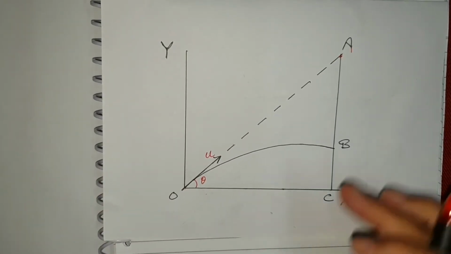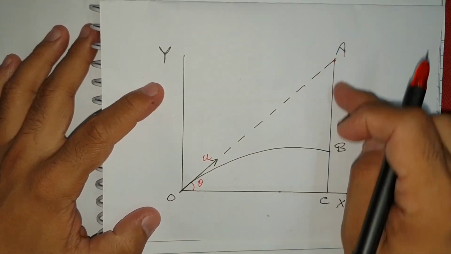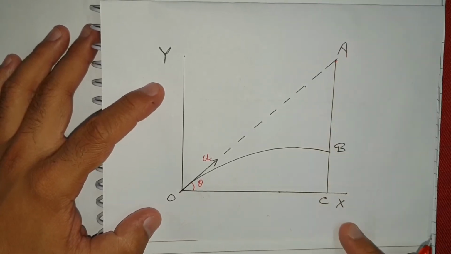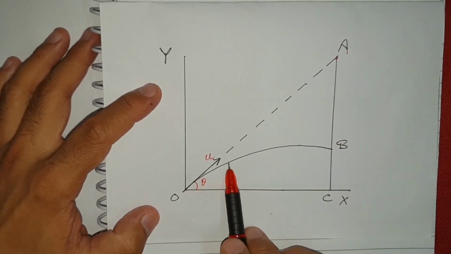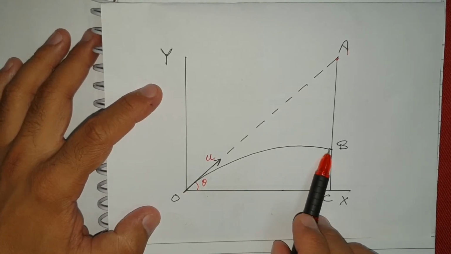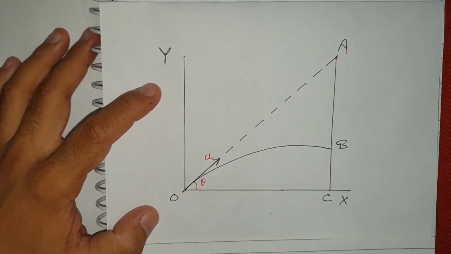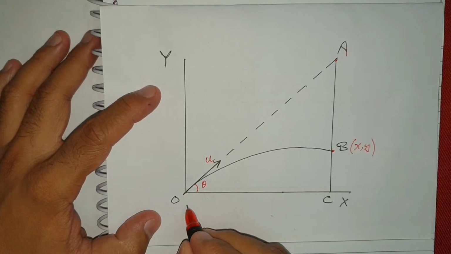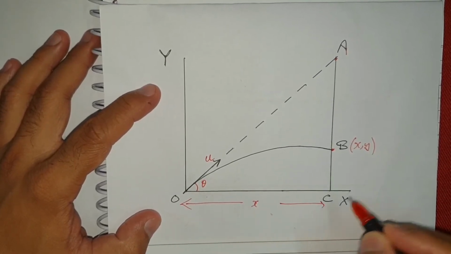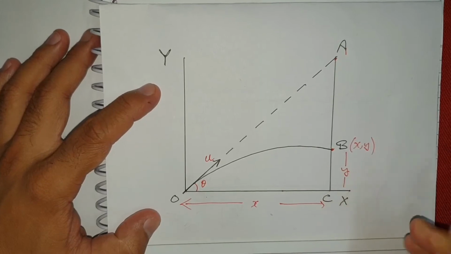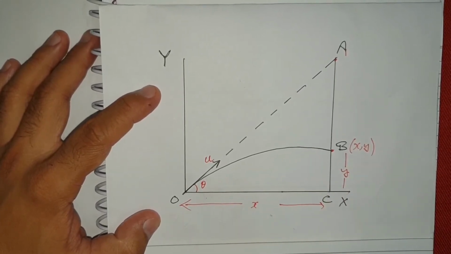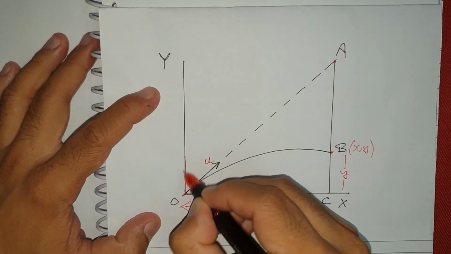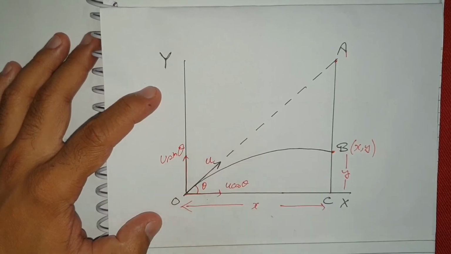Now, this is the diagram. Let the bullet cross the vertical line AC. Basically the path of the bullet will be like this, so it is going to hit at B. Consider the coordinates of B as x comma y; this is x and this is y. Now resolving the components, this will be u cos theta and this will be u sin theta.